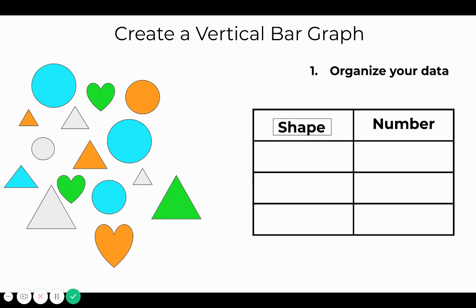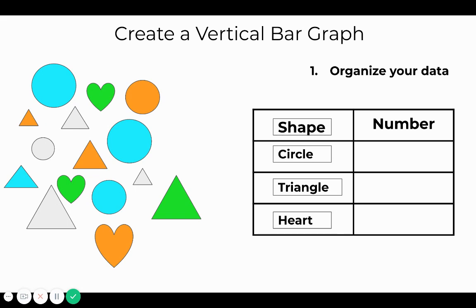So I'm going to go ahead and label the categories. All the categories are going to be different types of shapes. The shapes that I have here are circles, triangles, and hearts. Now I need to go ahead and organize my data and figure out how many of each shape I have. To do this and to keep myself organized, I'm going to show my counting on top of each shape. This will help me make sure that I have counted all of the shapes, and if I lose track in the middle, I can find my place.